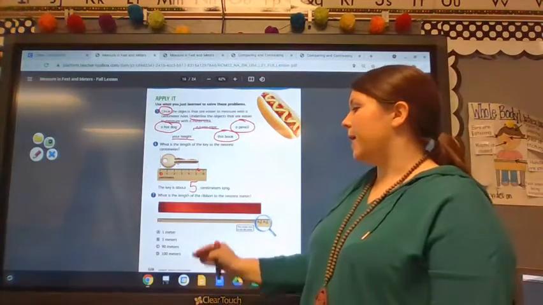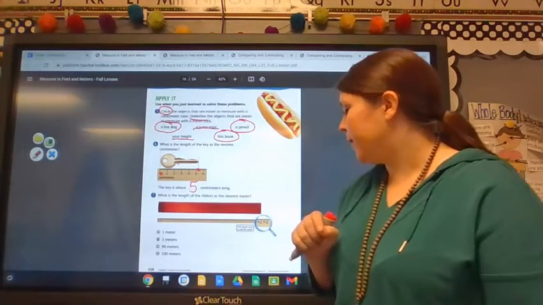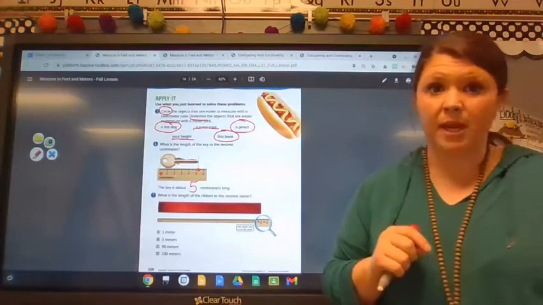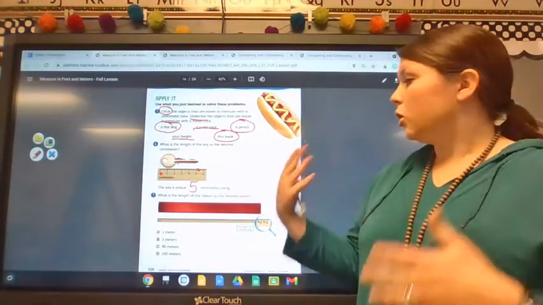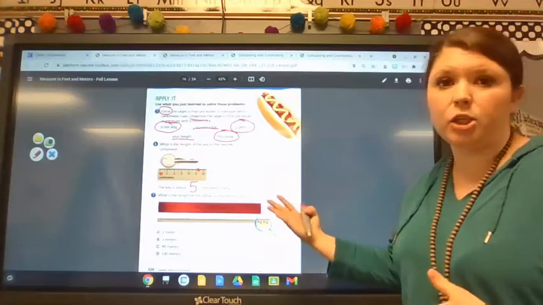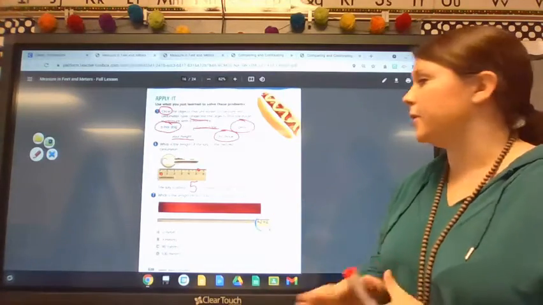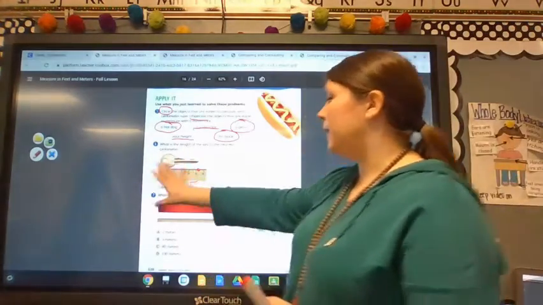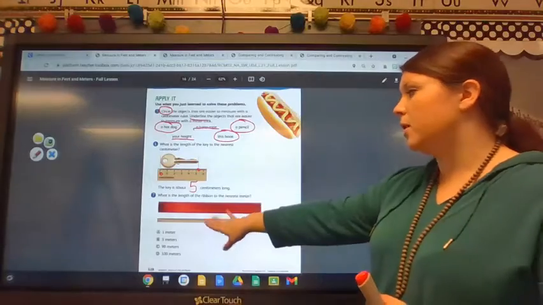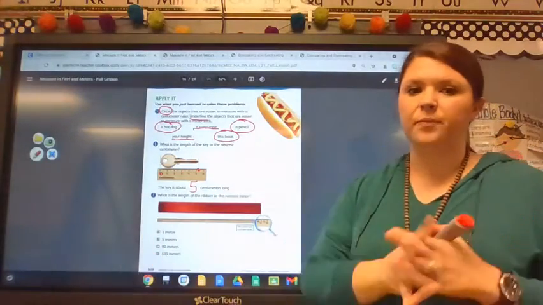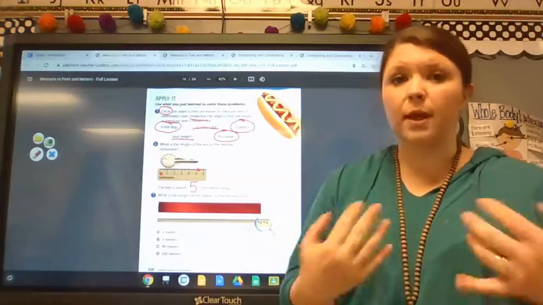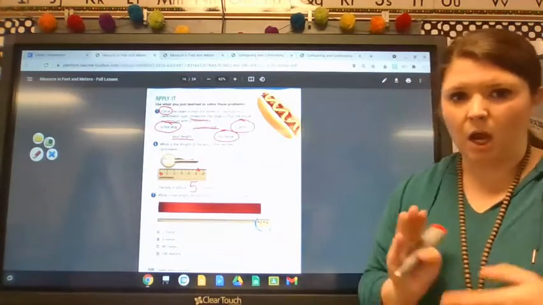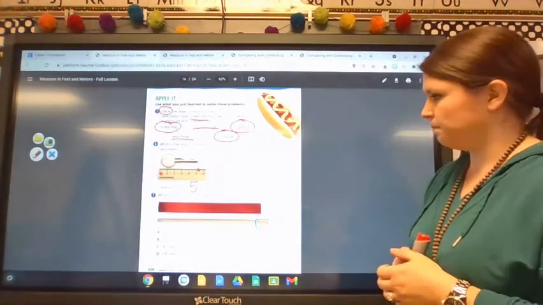Now you're going to measure the length of this ribbon to the nearest meter. So this goes back to being able to use the measuring tools correctly. They have already chosen the best tools for us, right? They chose a ruler for the key because it's smaller, and then they chose the meter stick for the ribbon because it's longer. So they've already chosen the most appropriate tool for us, but now I want to see if you can measure correctly with this item. All right, go ahead and pause the video and answer.